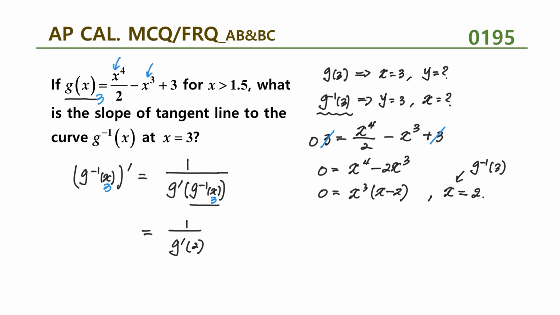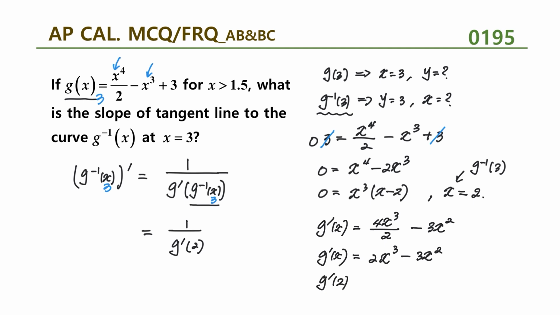Here, g of x is given by this function. Then g prime of x is equal to 4x cubed over 2 minus 3x squared. And the derivative of 3 is equal to 0, so we don't have to write it. So that's 2x cubed minus 3x squared. That's g prime of x. So g prime of 2 is 2 times 2 cubed minus 3 times 2 squared, which is equal to 16 minus 12. So that is equal to 4.